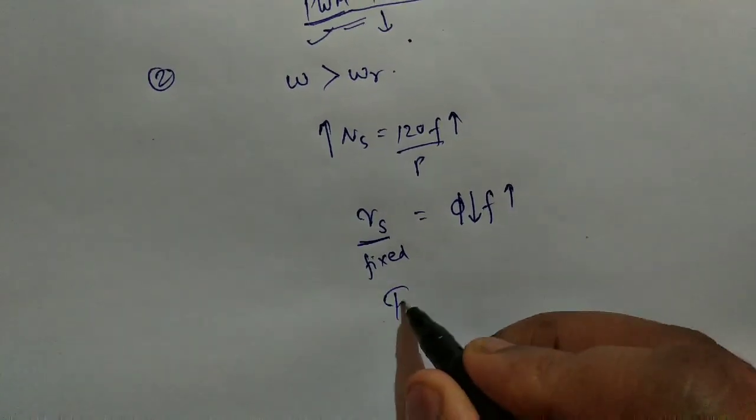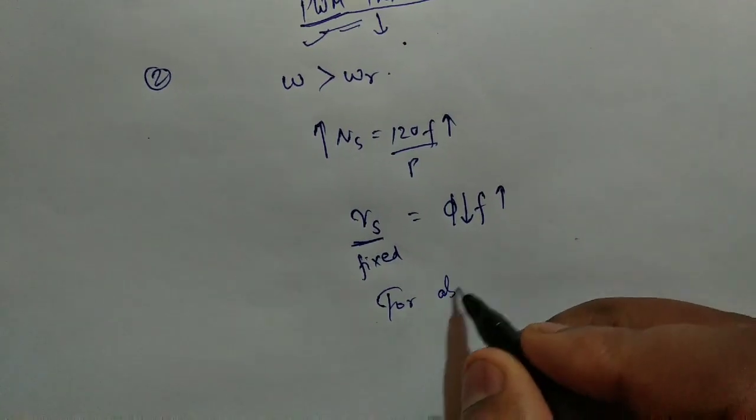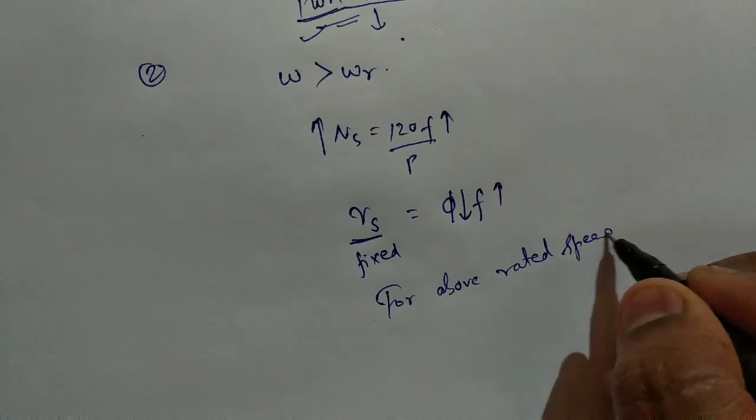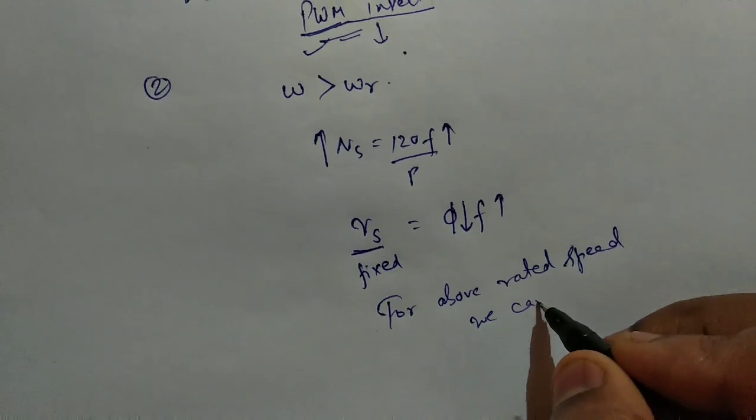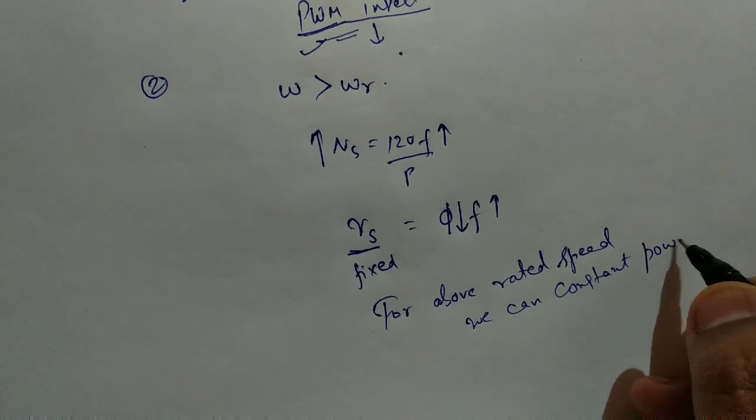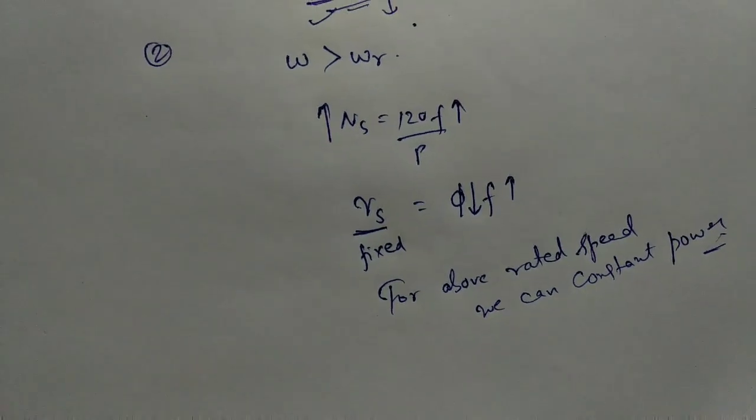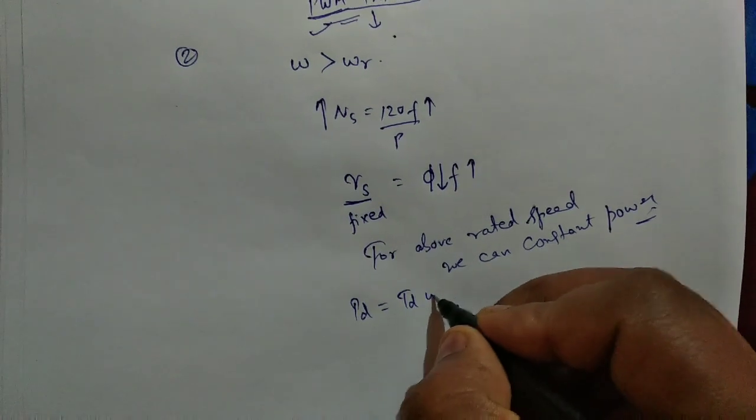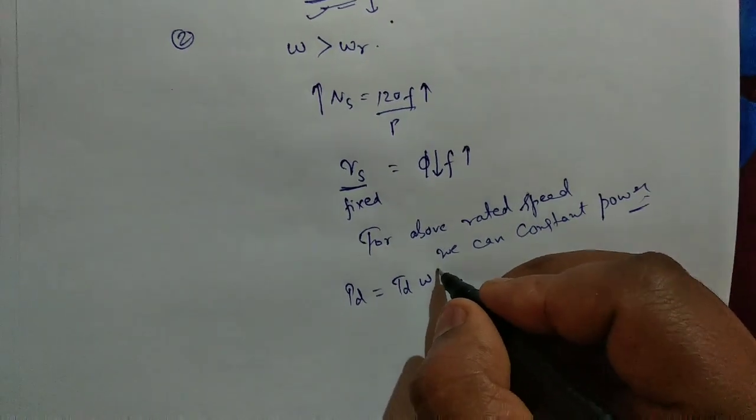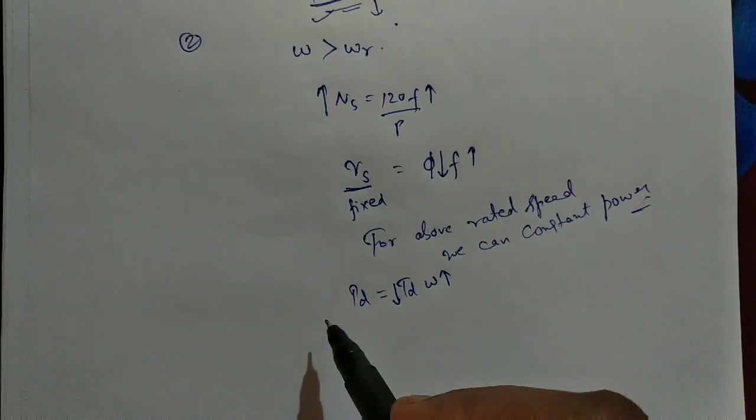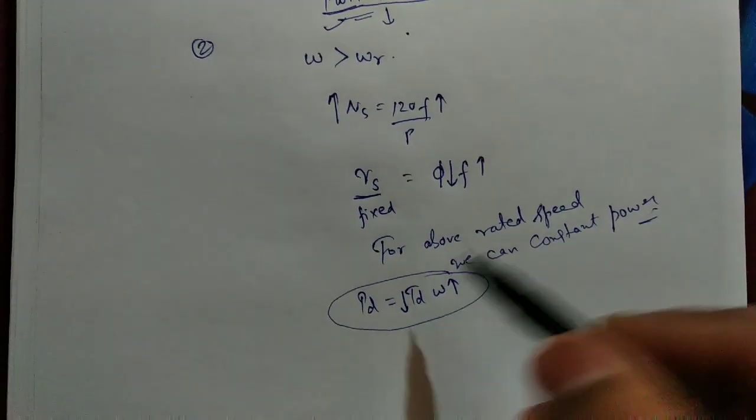For speeds above rated speed we can maintain constant power, because PD is what? Tau d omega. So omega increases, tau d decreases. So in this case we can maintain constant power.